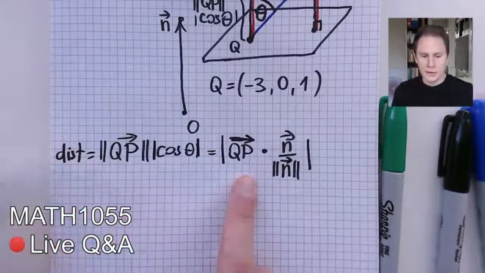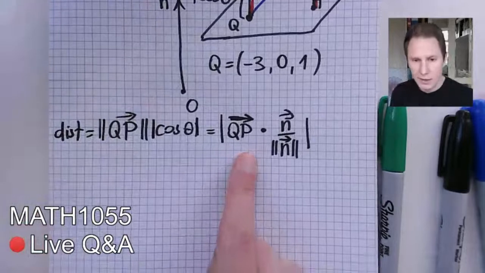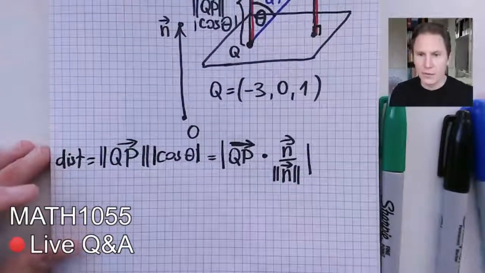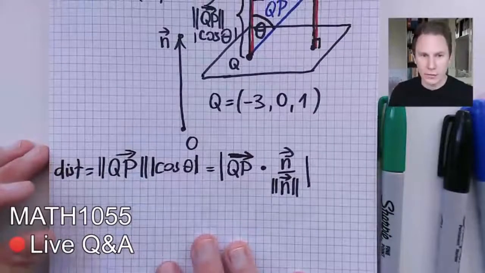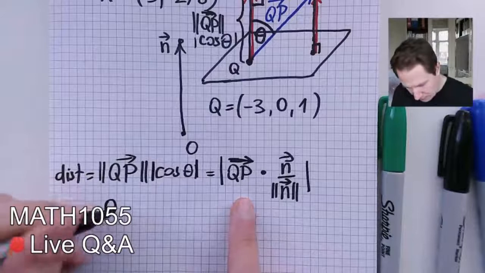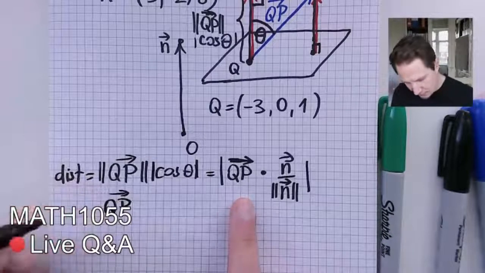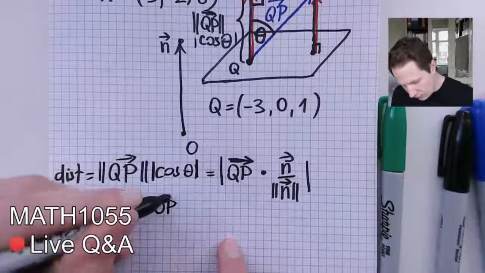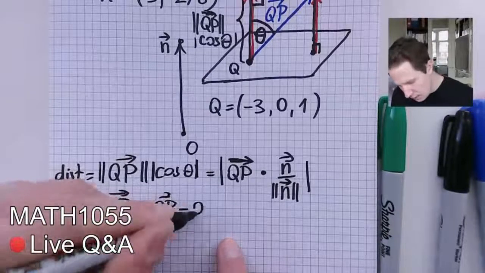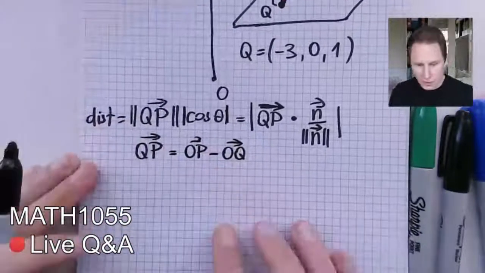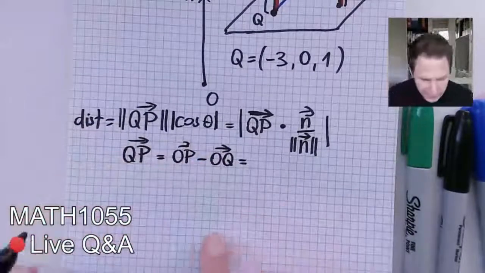All I have to do now is calculate QP, the vector QP, and the length of n. Then this scalar product is the last thing I have to calculate. So first, let me quickly calculate QP. This is just the position vectors OP and OQ. So OP minus OQ is what I have to calculate here.